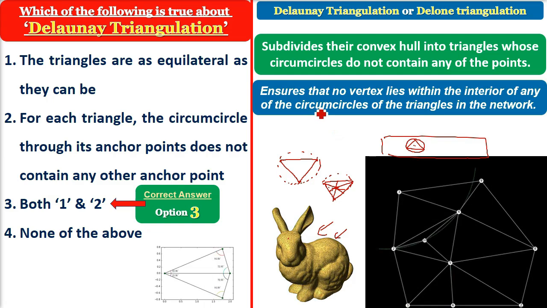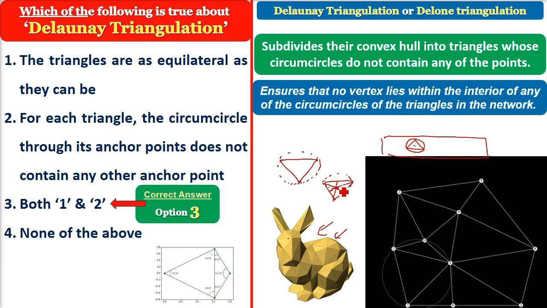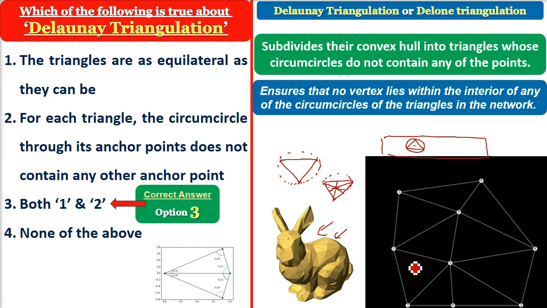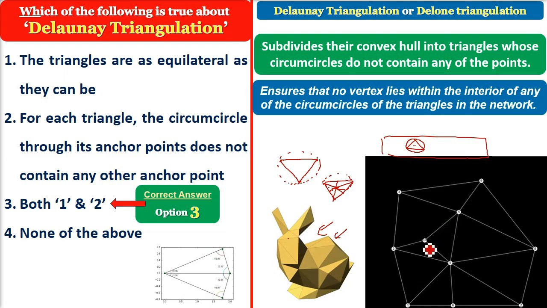And this Delaunay triangulation ensures that no vertex lies within the interior of any of the circumcircles of the triangles in the network. So in the animation also, see that we are making triangles taking 3 points, and if any point lies inside this circumcircle, then we have to divide these triangles again and make new triangles.